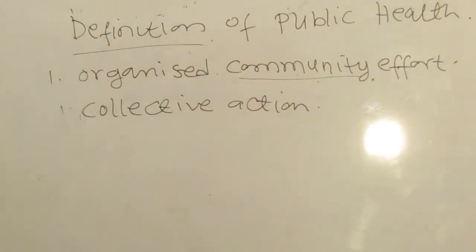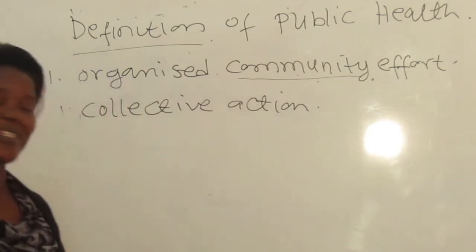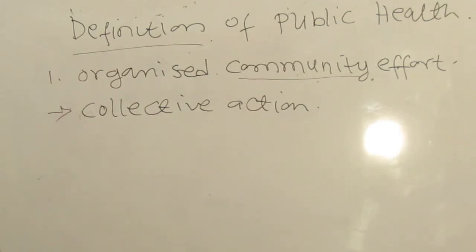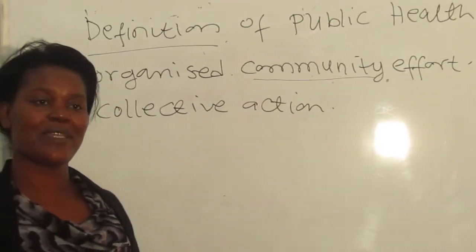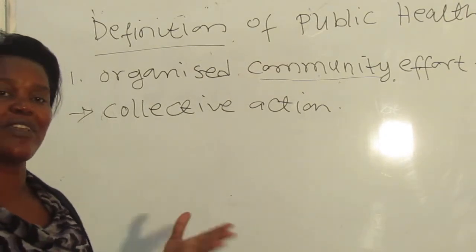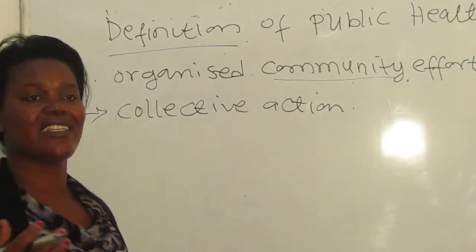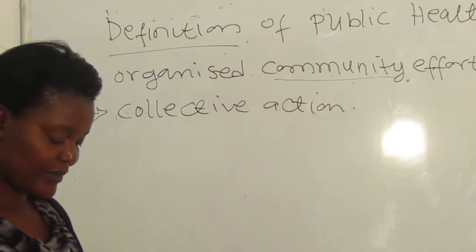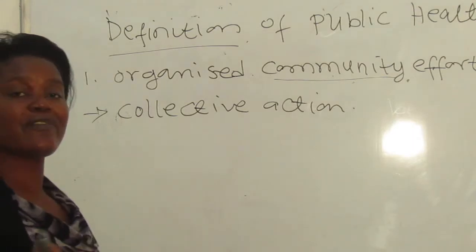He also defined public health as a collective action for sustained population-wide health improvement. Collective action means the community should be involved in the actions that bring about good health. It's not a one-person job, but the whole community should be involved in the prevention of diseases and the prolonging of people's lives. They should also participate in good practices that can bring about good health. Okay, so this is the first aspect, which is the definition of public health.